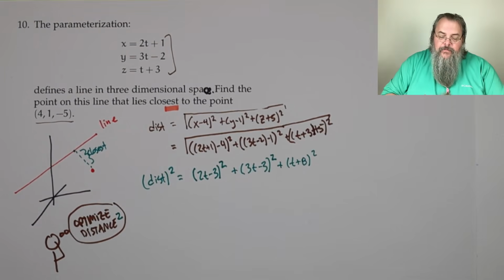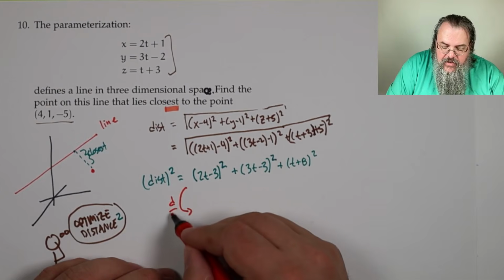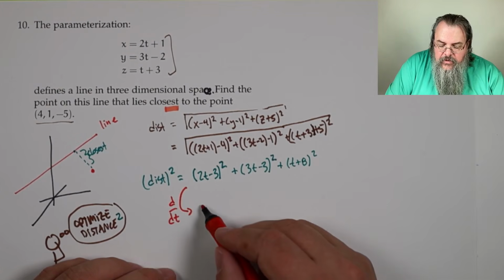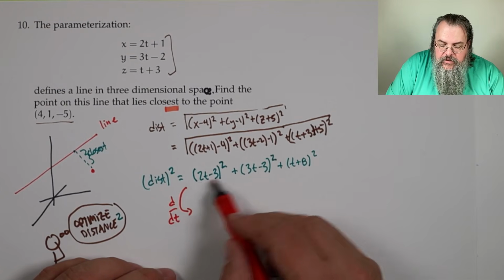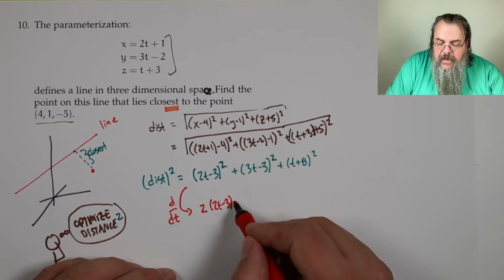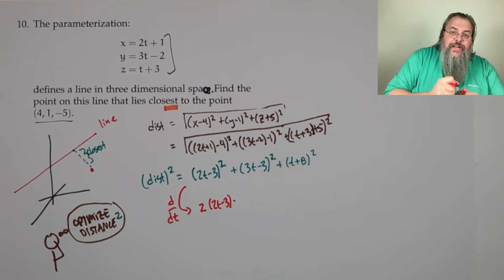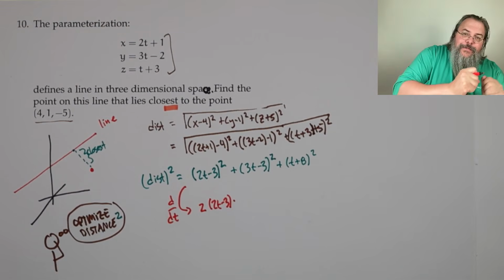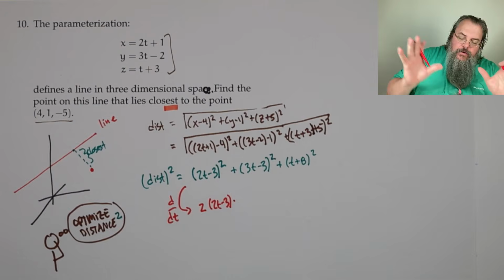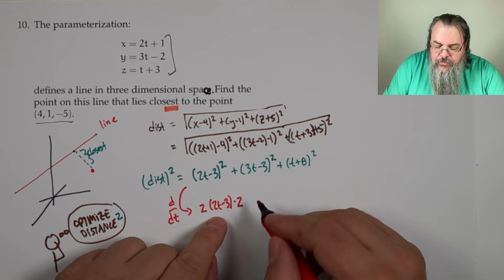So how do you make things small? Take a derivative. So we're going to take the derivative with respect to t. Taking the derivative of the first term, the 2 comes down. 2t minus 3. And don't forget the chain rule. Chain rule. It's the best rule. Okay, so derivative of the inside, 2.